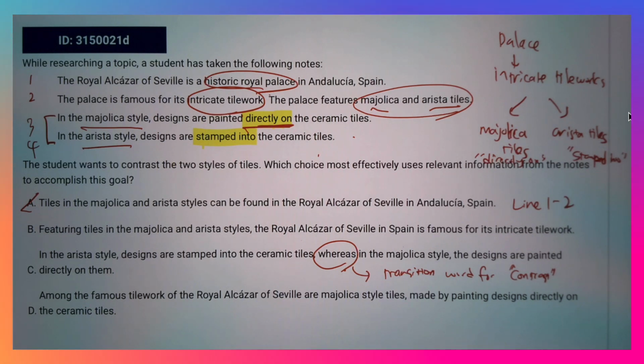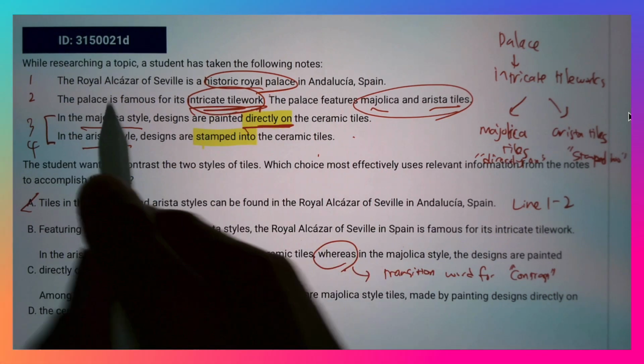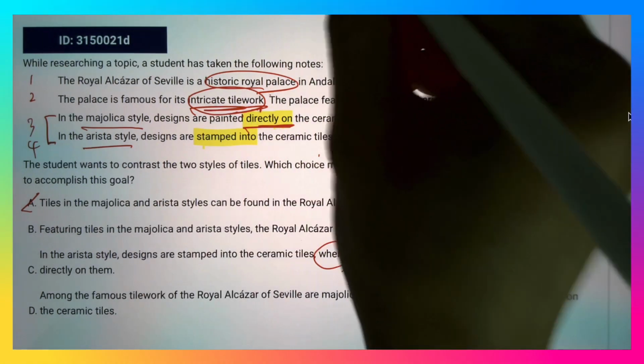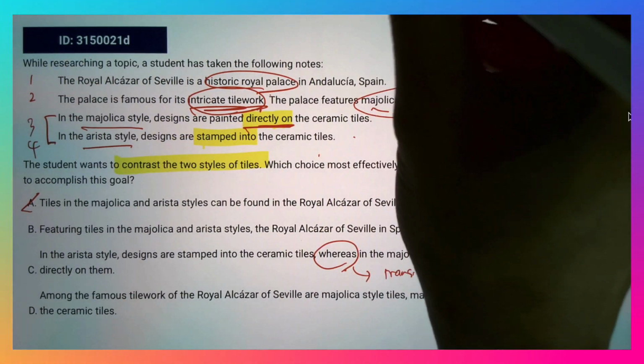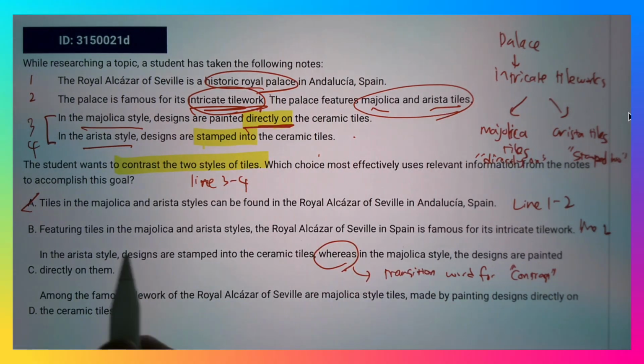Featuring tiles in majolica and arista styles, the Royal Alcazar of Seville in Spain is famous for its intricate work. I highlighted that earlier. This is still line 2. Okay. You want to contrast? Again, we have to focus on lines 3 and 4. Okay, so B is out.